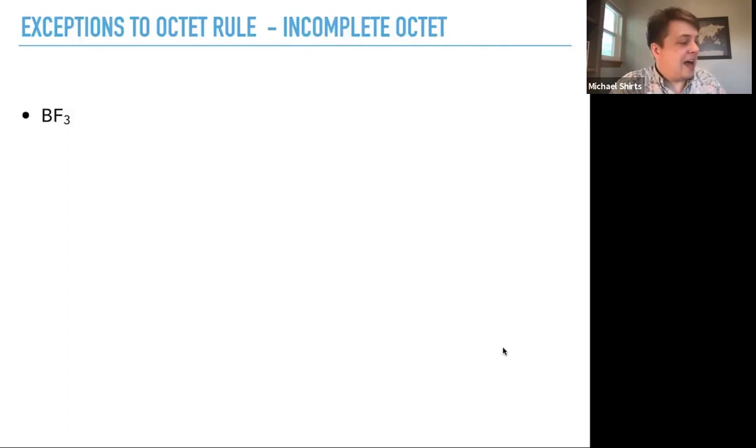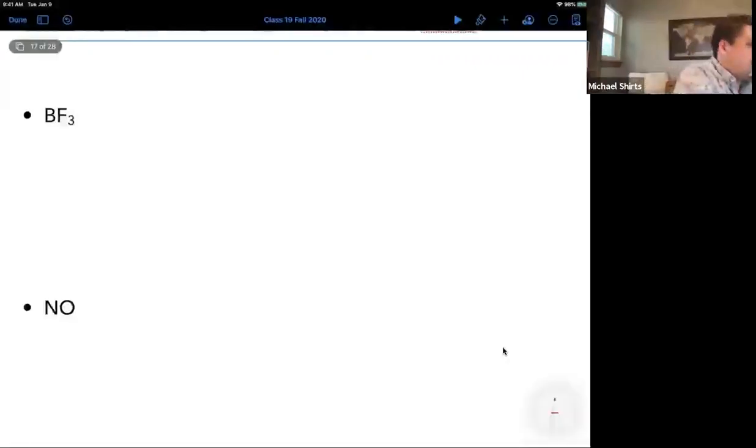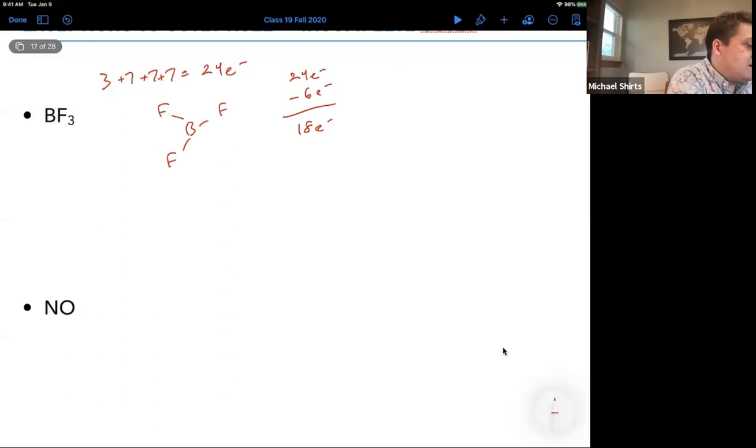Let's look at boron trifluoride. So let's count up the electrons there. 3 plus 7 plus 7 plus 7. That's a total of 24 electrons. Let's draw the boron. That's the least electronegative, so that's going to be in the center. So there's 24 electrons, and we've written out 3 bonds. That leaves 18 electrons.